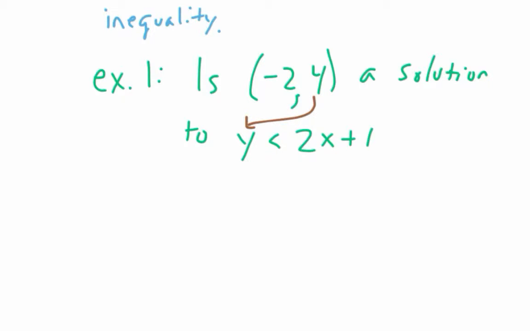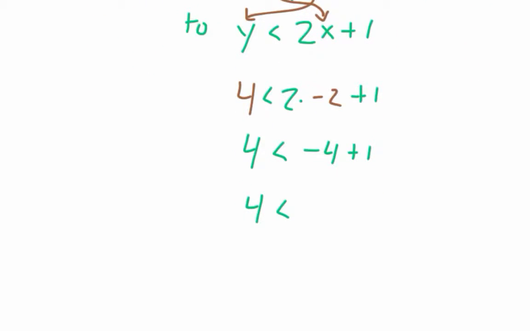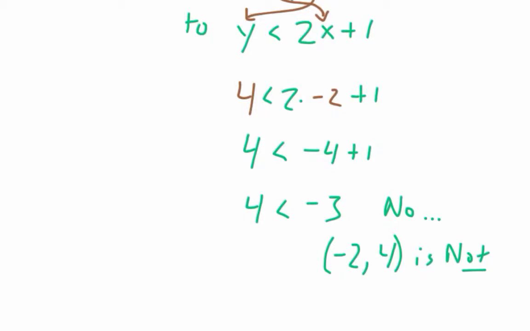So for that, we could just put the numbers in for the variables. My 4 goes in for the y, my negative 2 goes in for the x, and then you just check: is 4 really less than whatever you get when you do the rest of the problem? So I have 4 is less than negative 4 plus 1. So 4 is less than, I start at negative 4 on the number line, go 1 to the right, so negative 3. Is 4 less than negative 3? No. So negative 2, 4 is not a solution.